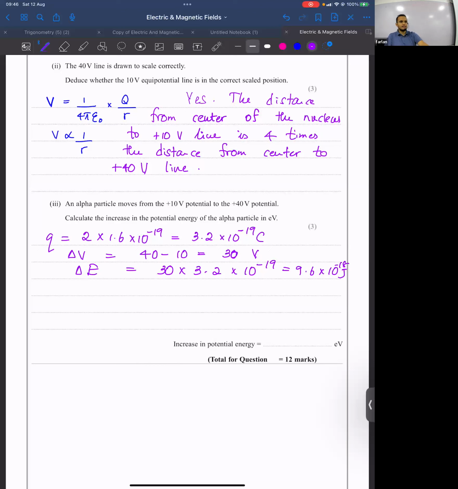Wait, but that's not the final answer. We want the energy in what? Electron volts. How do you convert joules to electron volts? Divide by the charge of an electron. So 9.6 into 10 to the power minus 18. Again, we need to divide by charge of an electron, which is 1.6 into 10 to the power minus 19. How much is that? 60 electron volts. That will be the energy gain.